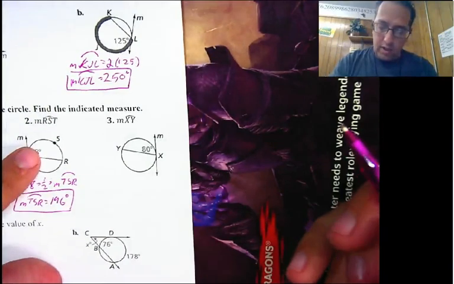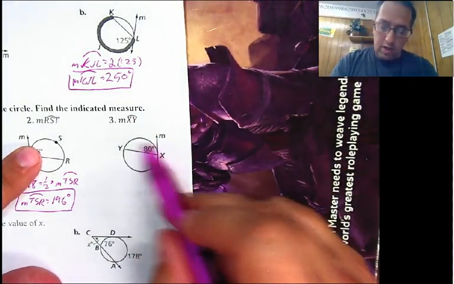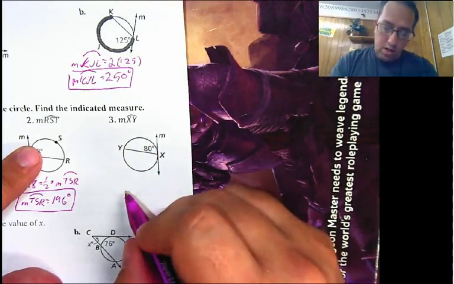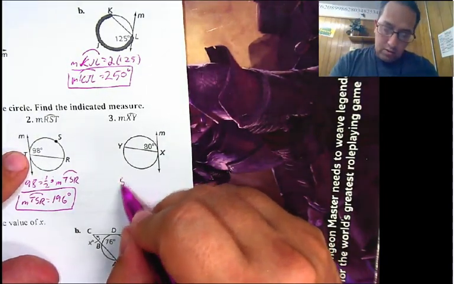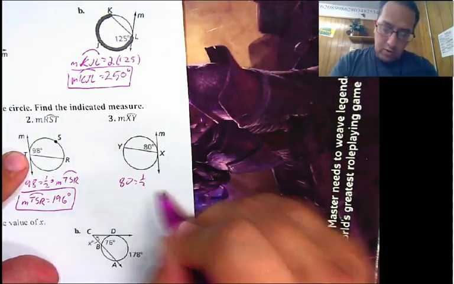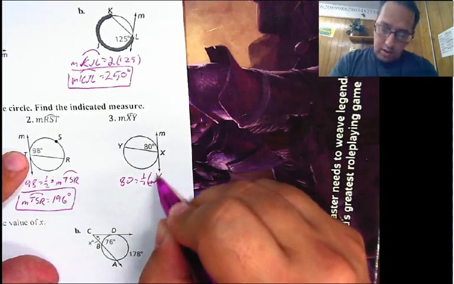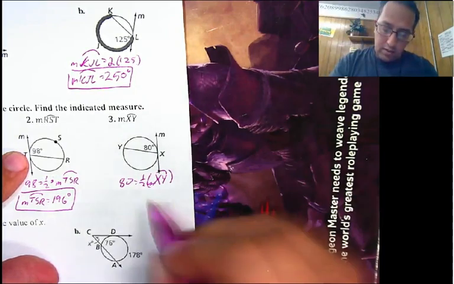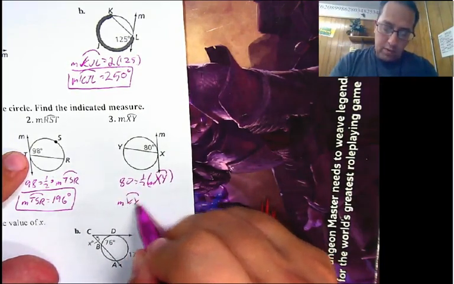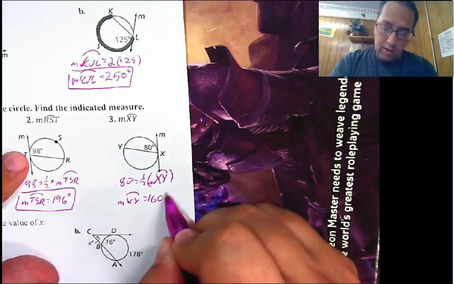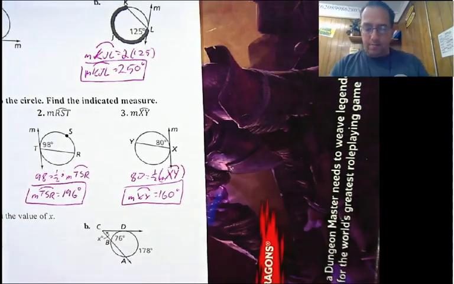All right, last one. We need the measure of arc XY. Notice it's just XY, so we're going to the minor arc there. And we're going to do basically the same thing we did right here, right? So 80 equals 1/2 the measure of arc XY, multiply both sides by 2, and the measure of arc XY equals 160 degrees. There it is. Easy peasy.